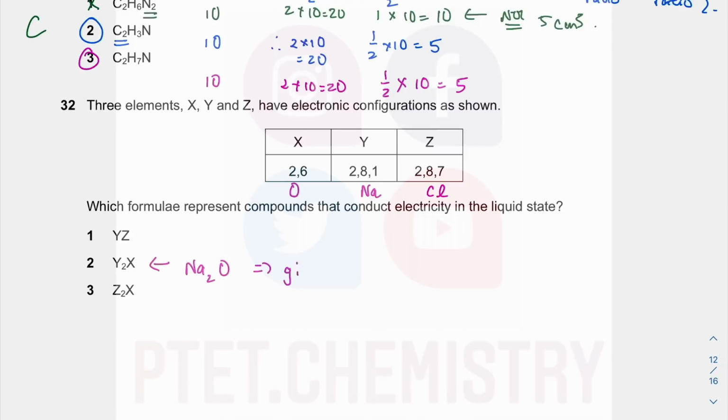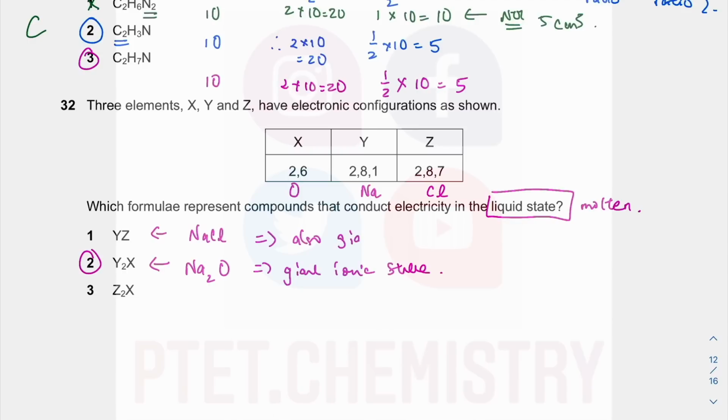That is giant ionic structure. That is your oxide of 3rd period chemistry. We talk about liquid state, that is molten. Molten ionic compound has free ions, so you can conduct electricity. YZ is going to be NaCl. Same deal, also giant ionic structure. So you have free ions in the molten state, so you can conduct electricity.